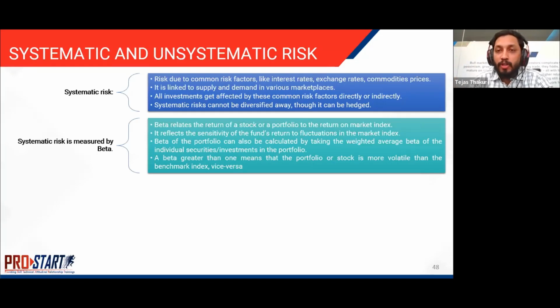Beta of the portfolio can also be calculated by taking the weighted average beta of the individual securities. So if you have two portfolios or two funds, they have individual betas. The portfolio beta is basically the weighted average of the individual betas and the weight of that particular instrument. A beta greater than 1 means that the portfolio is more volatile as compared to the benchmark portfolio or the market portfolio.